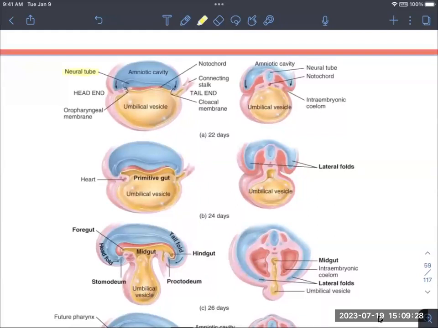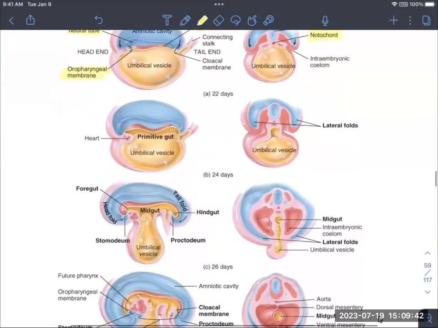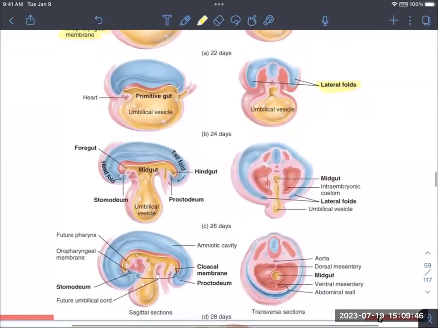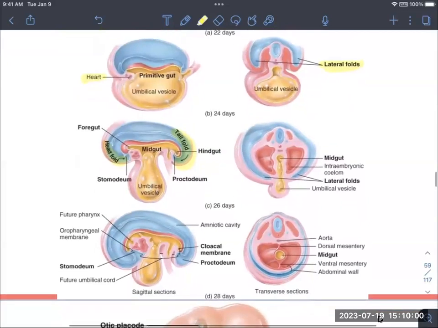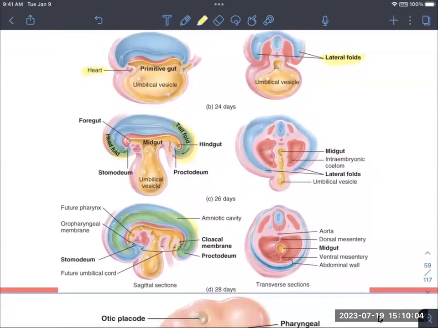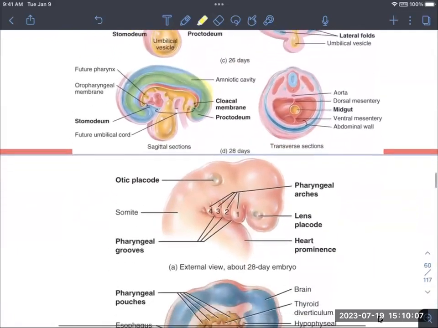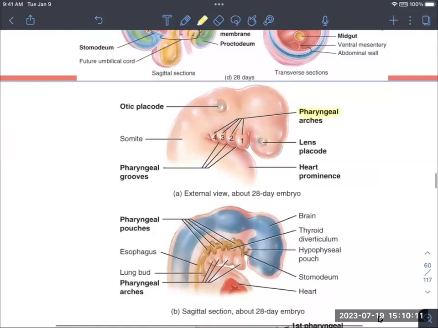everything start to develop, that neural tube, notochord. We get that oropharyngeal membrane. Now we can see more of that neural tube, notochord. These lateral folds start to come down. You can see as everything starts to move through, we get this heart starting to come, this head fold, this tail fold. So you can see how we get this head and this tail coming through. We can see these pharyngeal arches, that lens placode, that otic placode, that heart prominence, these pharyngeal grooves.